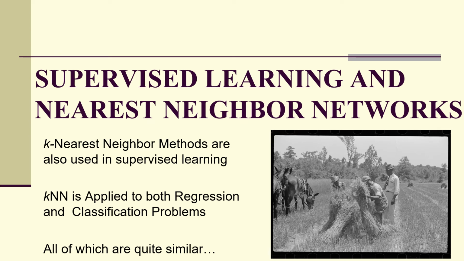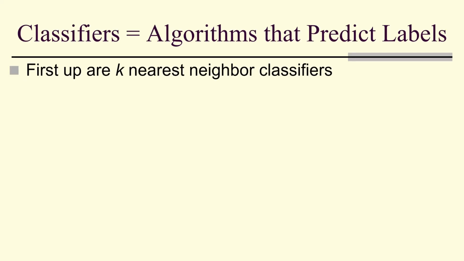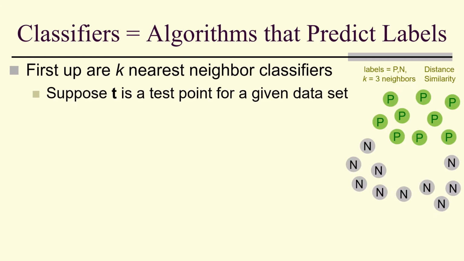Supervised learning and nearest neighbor networks. So we're going to be looking at some applications here, both to regression and classification. Classifiers are algorithms that predict labels. First up, we're going to look at k-nearest neighbor classifiers.